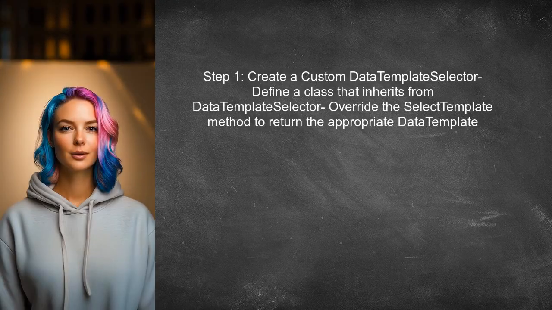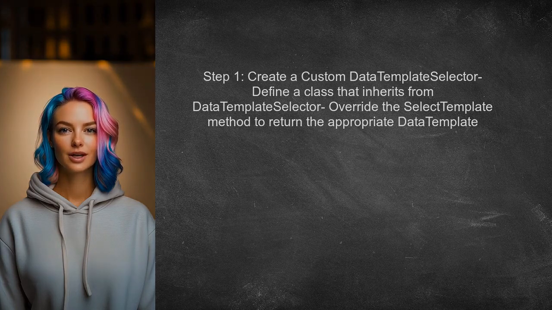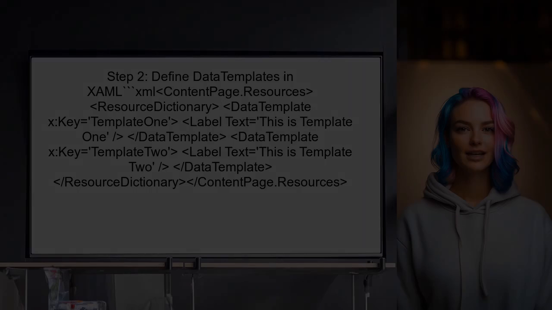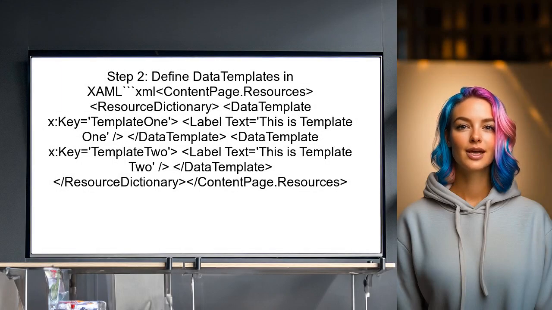To begin solving this issue, the user should create a custom data template selector. This will allow them to define the logic for selecting which data template to use based on certain conditions. Next, the user needs to define the data templates in their XAML file. They can create two different data templates that represent the views they want to swap between.